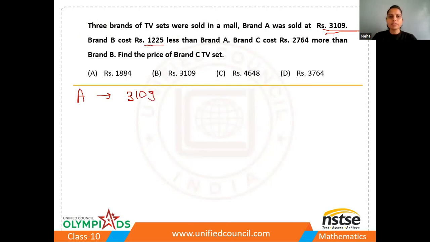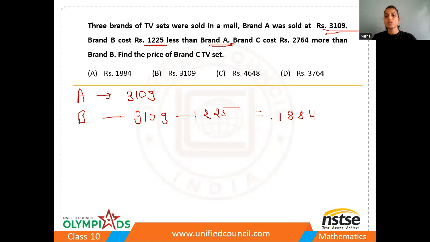Brand B cost 1,225 less than brand A. That means brand B is 3,109 minus 1,225. Here it is just less than, right? So what is this? This is 4, this is 8, this is again 8, and this is 1,884. Clear?